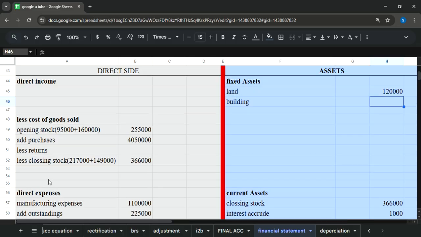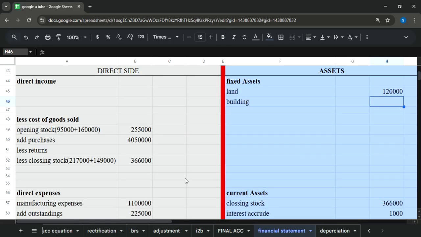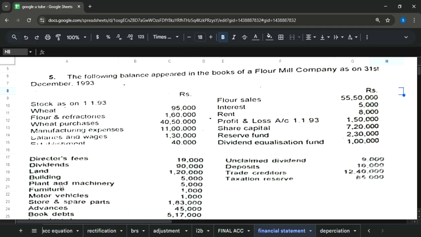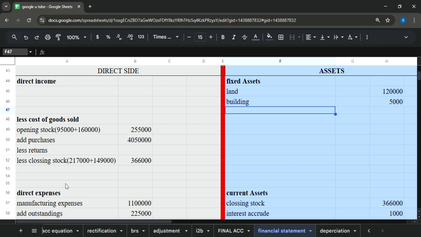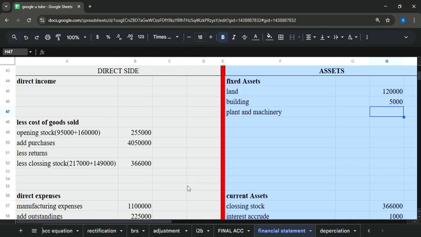We will be mentioning over here amount of building is 5,000. That's a surprise. Land is 120 while building is 5,000. Great. Then we have plant and machinery. Again it is fixed asset. Plant and machinery. Amount of plant is also 5,000.